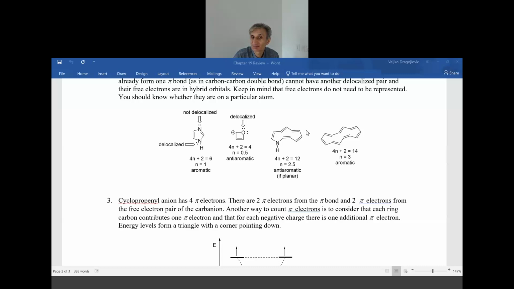So total of 12. Of course, it forms only single bonds. And that means that this free electron pair would be in unhybridized p orbital and delocalized. And so total of 12. So 4n plus 2 equals 12. n is 2.5. So this would be anti-aromatic if the molecule is planar. This is a little bit larger molecule. And even though individual double bonds are planar, it is possible that this ring would attempt to twist to avoid planarity and avoid electron delocalization. Because anti-aromatic means that a molecule or species, an ion, for example, is destabilized by electron delocalization.